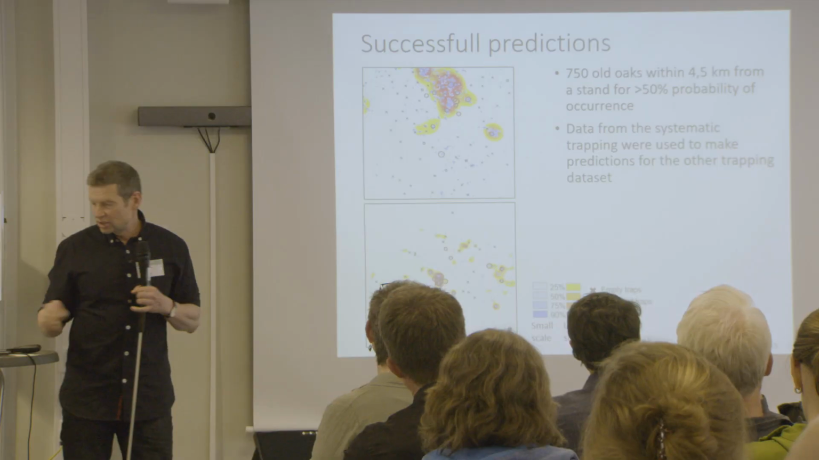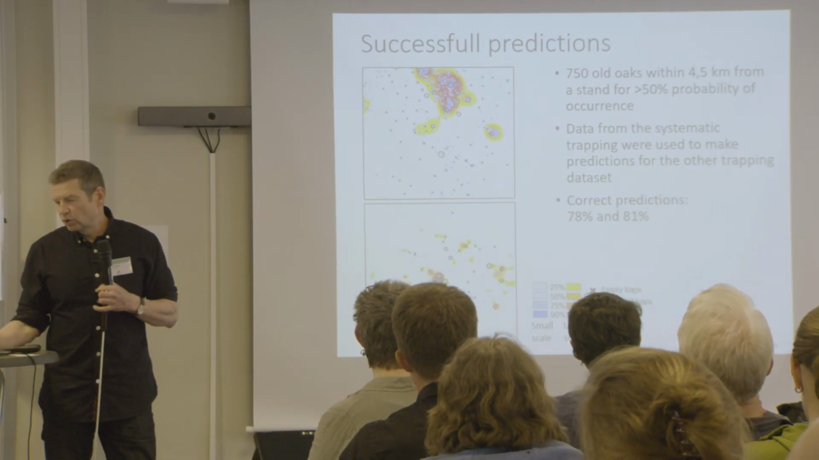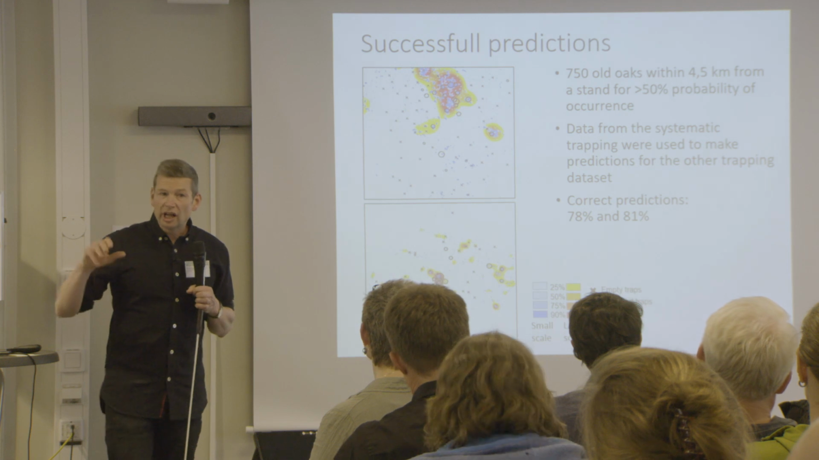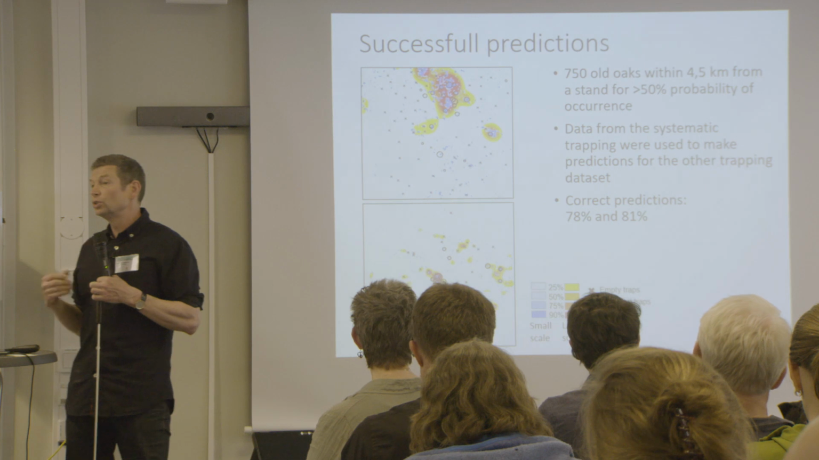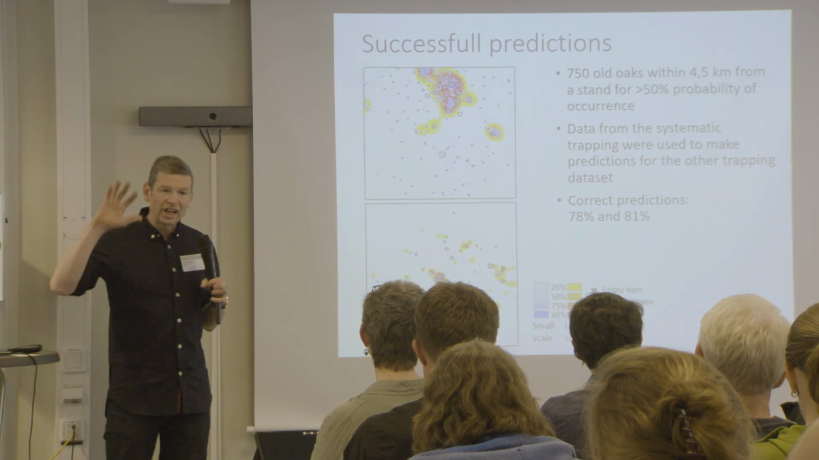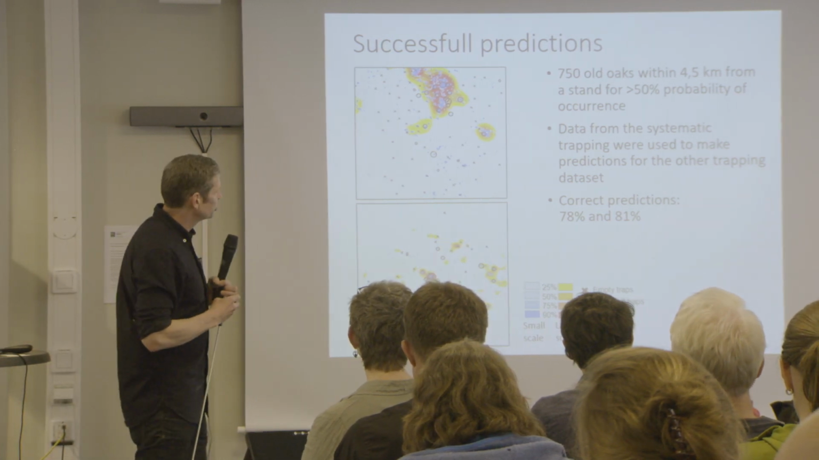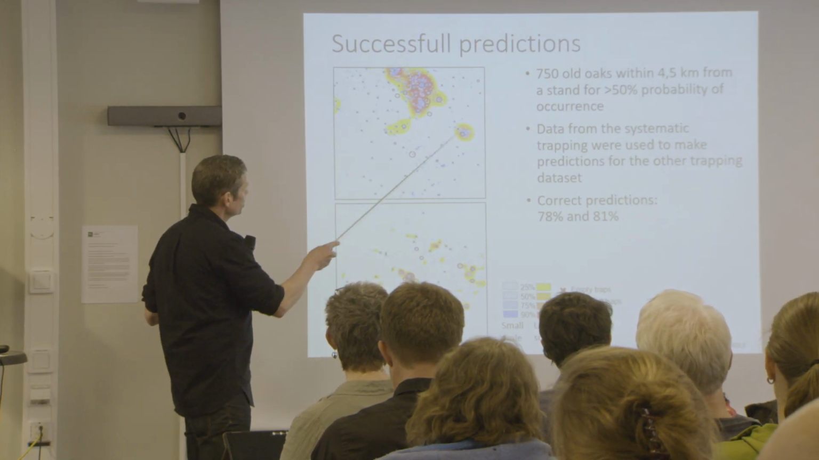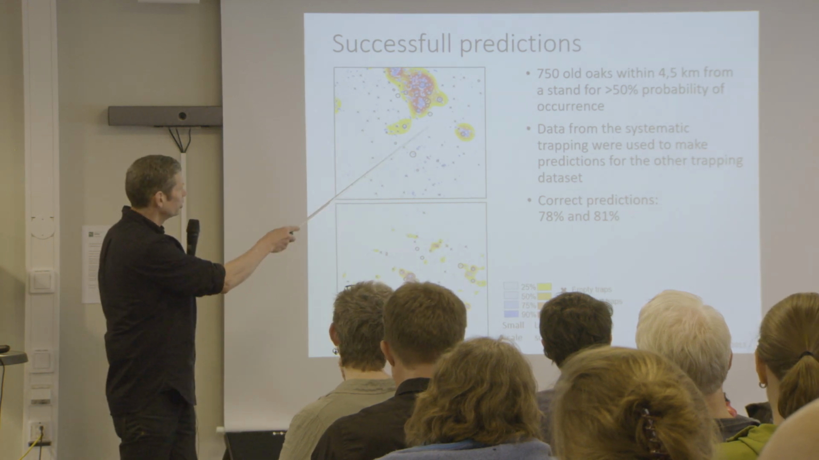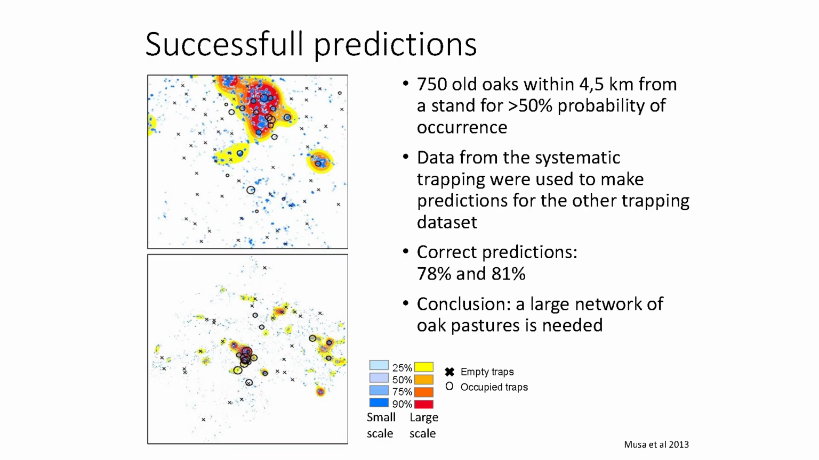With the systematic trapping, we tried to predict the rest of the trapping data set. And the good thing here is that we had approximately 80% correct predictions. So this is a really good tool if you want to look at your landscape and how suitable it is for this species. So we made pretty good predictions of this, and you see that the majority of the landscape is white without any oaks at all, and only a few places were suitable, but we had a very good rate of predicting it correctly here.